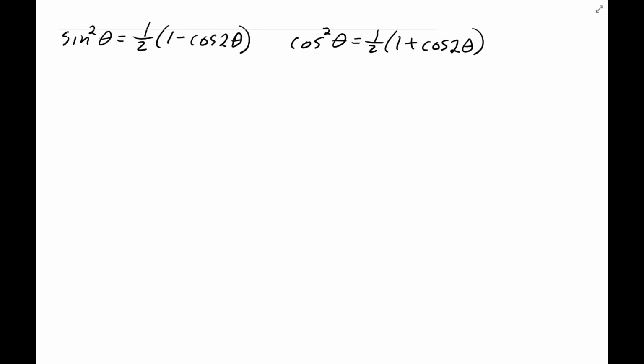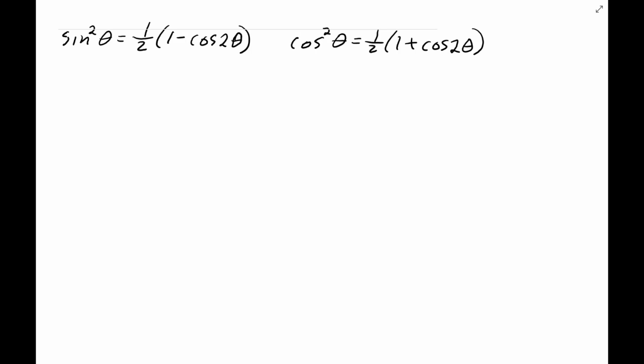Okay, let's look at the third case. In the third case, we answer the question, what do you do if neither sine nor cosine is raised to an odd power? That's where we have to use these two formulas. These are called reduction formulas because they take a sine squared or a cosine squared and convert it into a cosine to the first power, which is easier to work with.